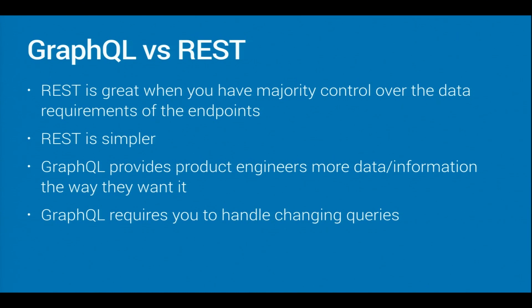Right? With REST, you can have complete control, and with GraphQL, one of the benefits is query us however you want. We don't need to know in advance. You do what you need to do, and we'll protect the system underneath. And so GraphQL requires you to handle those changing queries. We do not know how we're going to have our data requested in advance.